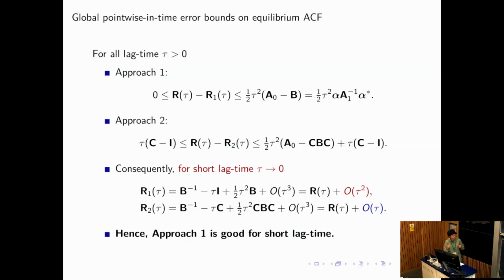Therefore, if I'm interested in short lag time, approach 2 is a little bit problematic compared to approach 1. This can also be seen by rigorous analysis: for very short time lag, approach 1 has tau squared error compared to approach 2, which is only first order accuracy in terms of lag time. So in other words, if I'm interested in very short time statistics, approach 1, this simple approximation, is much better than a more sophisticated one.